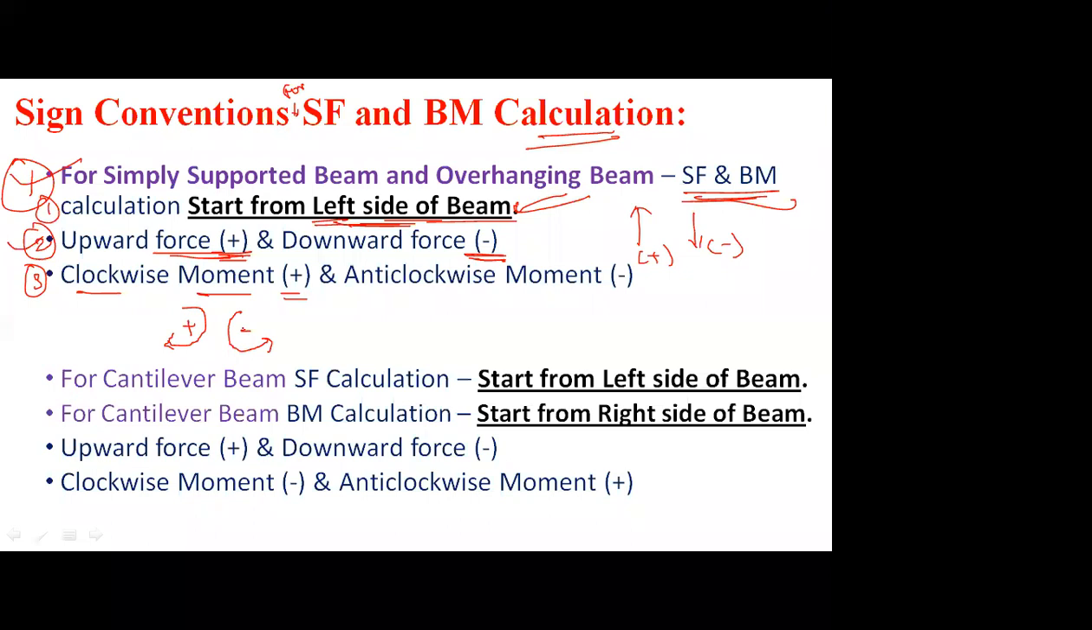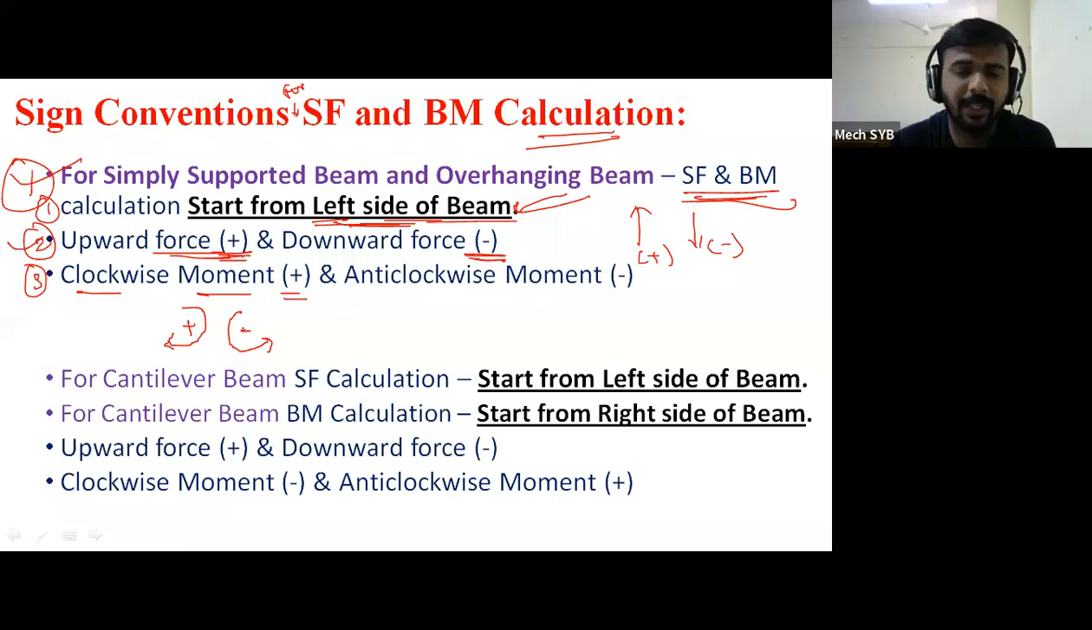Yes, sir. Everyone has to take it. Only 3 lines are there. Sign conventions for simply supported and overhanging beam. Left side, upward forces positive, downward forces negative, clockwise movement positive, anti-clockwise movement negative. Sometimes in the numericals, figures are given. Loading diagram is given to you, but sometimes a statement is given, and from that statement we have to draw the loading diagram.